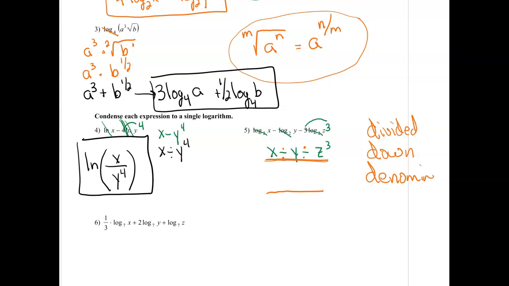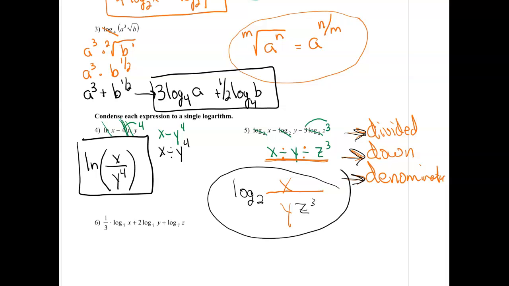Look at all those D's. So x, I didn't say anything about divided, so that can just stay in the numerator. Divided by y, so that goes down in the denominator. And then I say divided by z cubed, so that can go down in the denominator. And now that log with its base 2 that I ignored can go right there. Again, if you want to put parentheses around that argument, you can. This time I won't, just to show you that that's okay.